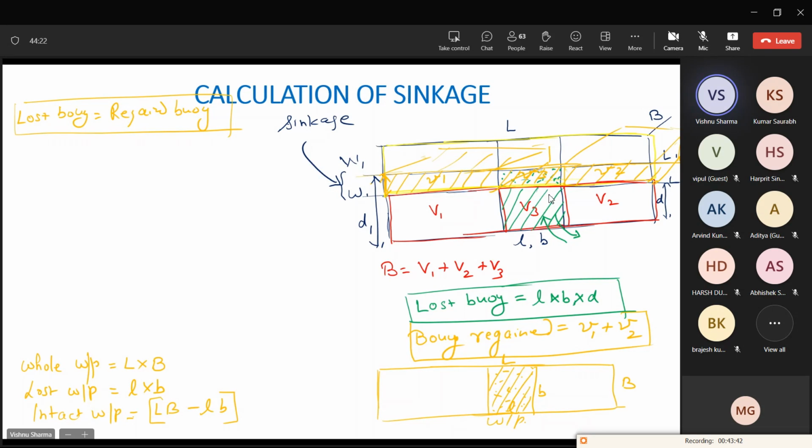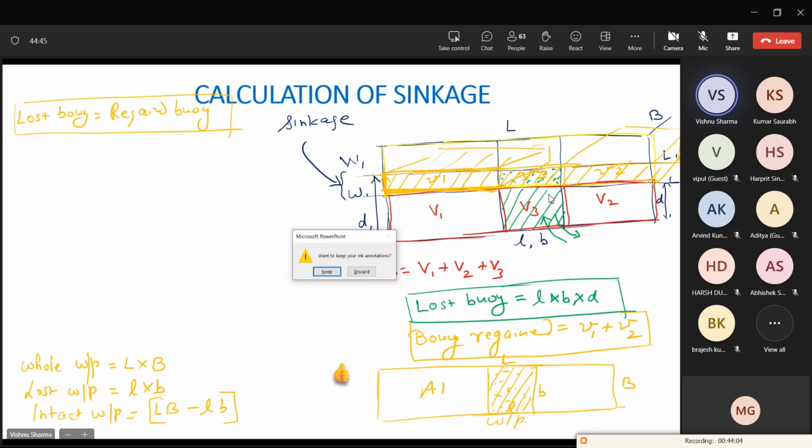Now, one way of getting the regained buoyancy is you take this water plane area A1, because this is the water plane area, and multiply by the sinkage, and you'll get the volume V1. Yes or no? Correct?